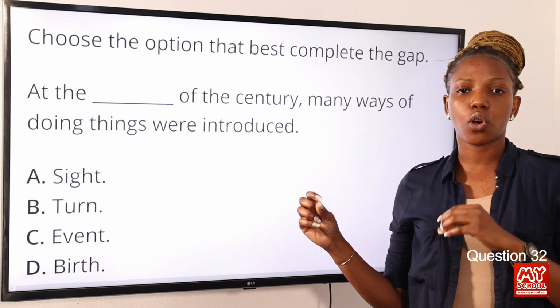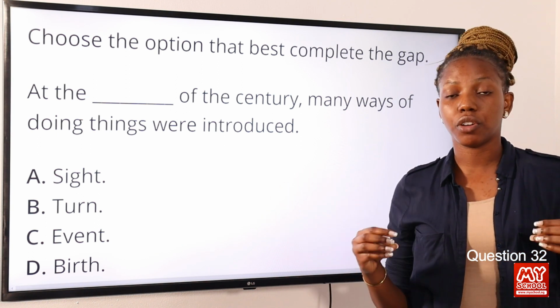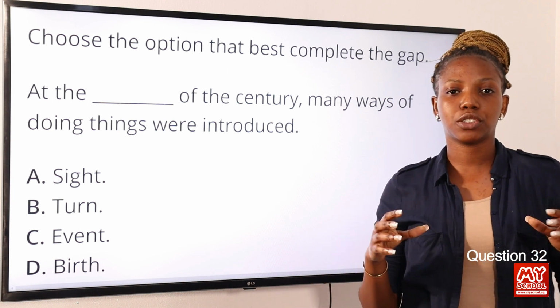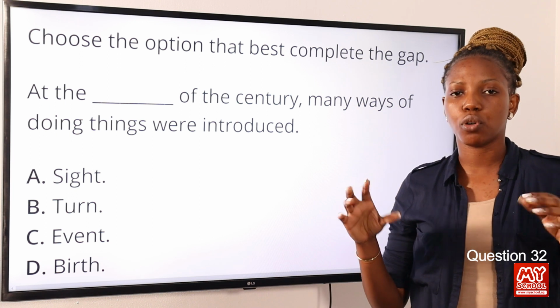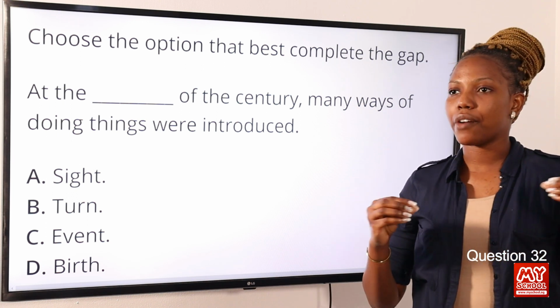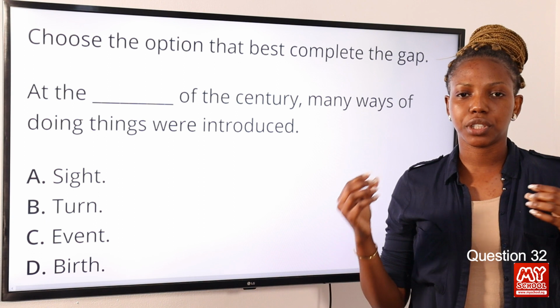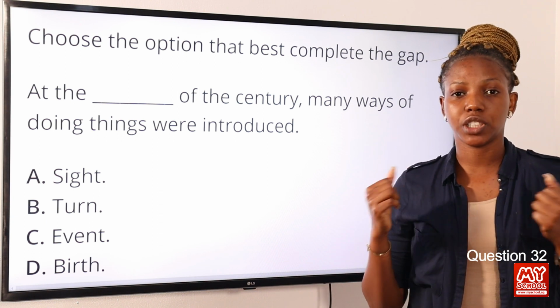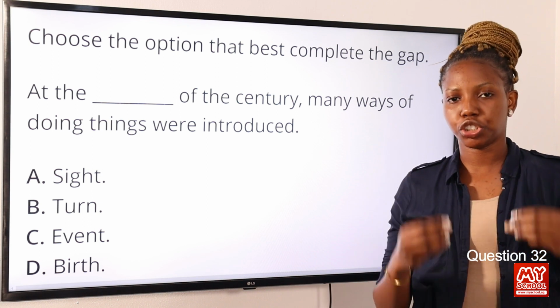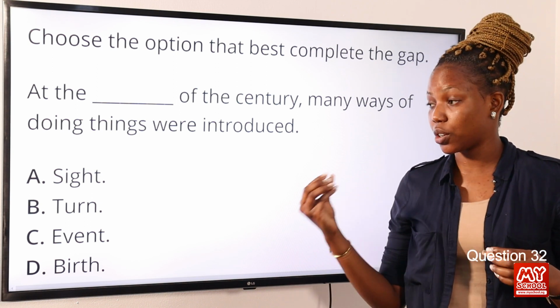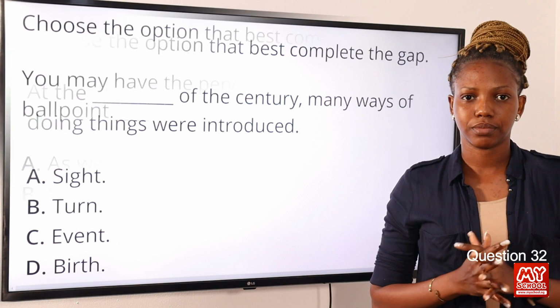At the turn of the century is a phrase used to relate to periods of history when we talk about an age or a time or an era. We have at the turn of the century, at the turn of the year, at the turn of the millennium. So we're talking about a particular time in history. So option B is the correct answer to this question.